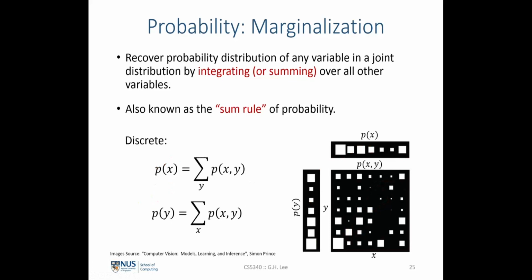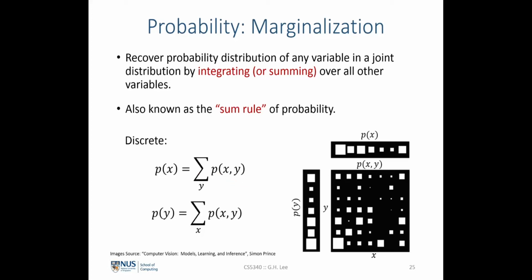Of course, this marginalization can also be done on discrete random variables, given a joint probability where x and y are both discrete random variables. If we want to find the marginal probability of x, this means that we want to remove the nuisance random variable y. We will simply sum up all the possible values of y over here.